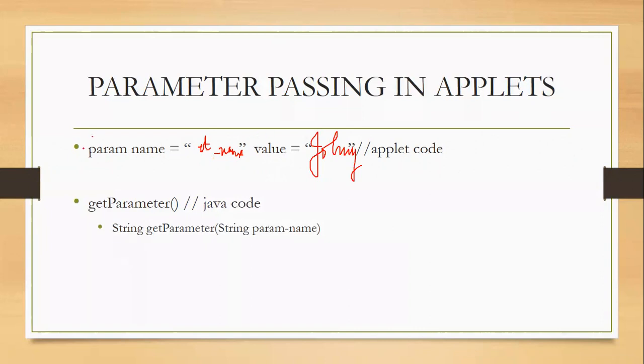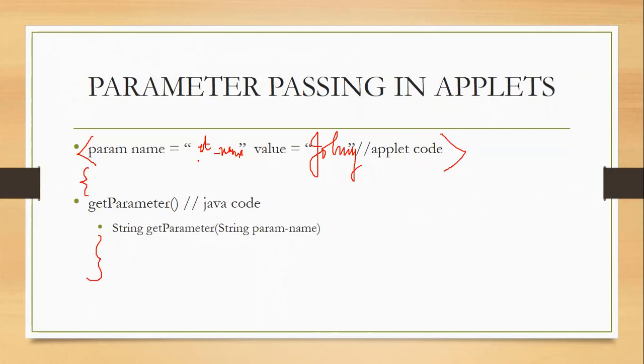So you will be writing this inside your applet code where you specify the parameter name and then the parameter value. And then inside your program, to get the parameter, you use a method called getParameter. It is in camel case, G is small, and parameter is the capital P. Now, let's say you have a student name over here.